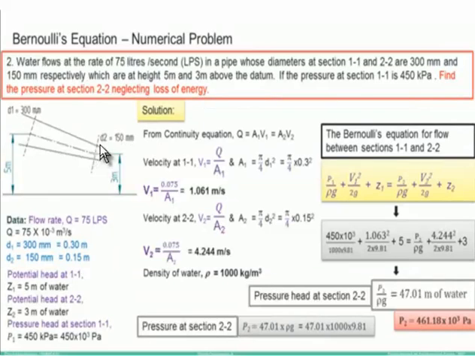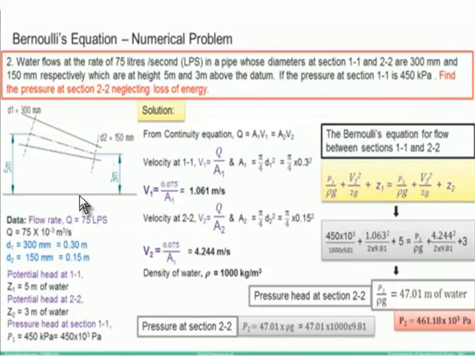Okay, so here he has given one pipe with varying cross section. At section 1 it has a diameter of 300 mm, and at section 2 it has a diameter of 150 mm, and he has also given the datum heights, 5 meters and 3 meters, and the pressure at section 1 in kilopascal, 450 kilopascal. Similarly to the previous one, we have to find the pressure at section 2. Neglecting the loss of energy means it is also an ideal fluid.